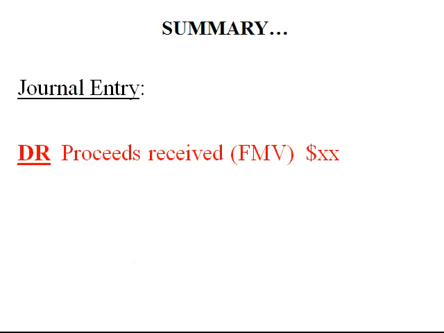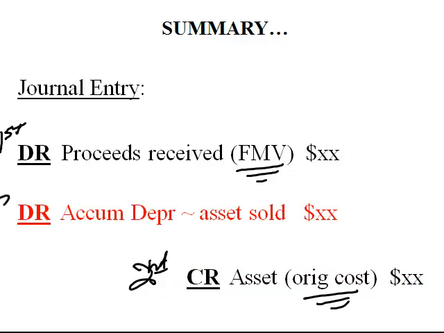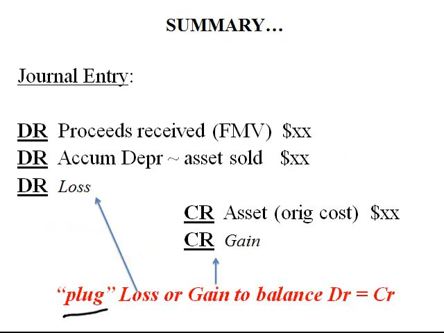So in summary, first, debit the proceeds received at fair market value. Second, credit the asset at its original cost. Third, we will debit accumulated depreciation that corresponds with the asset sold. Lastly, we will record gain or loss depending upon the relationship between the proceeds and the net book value.